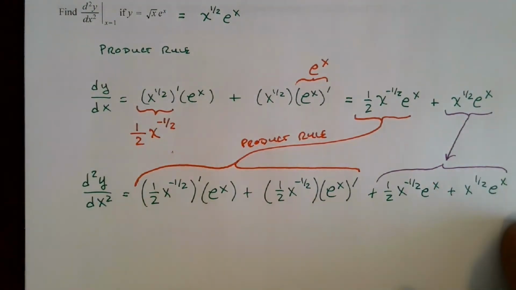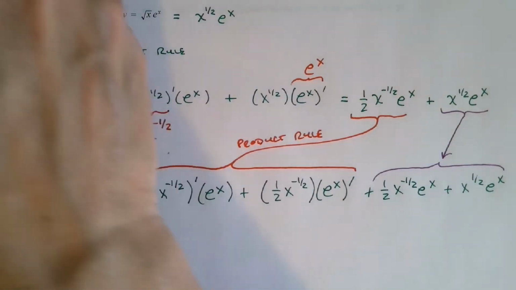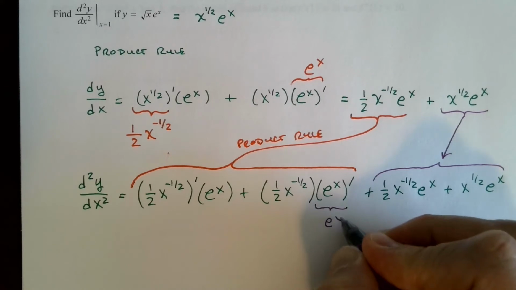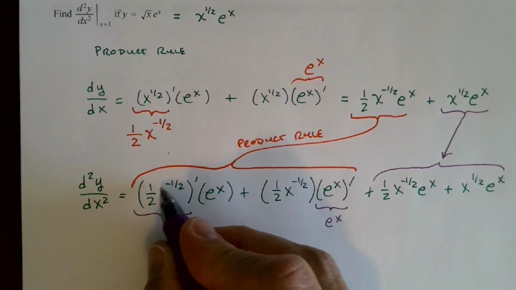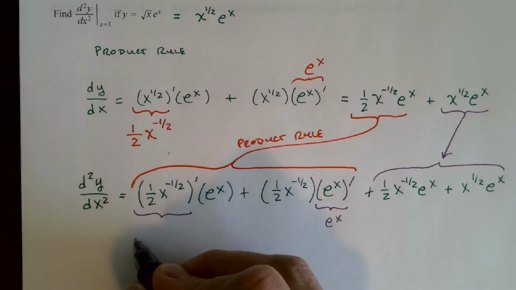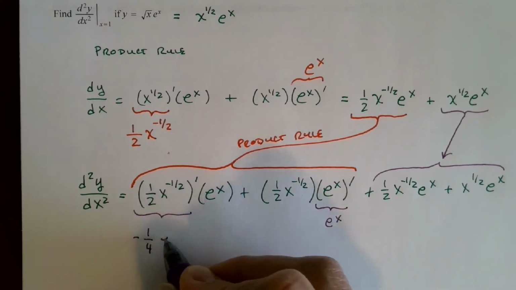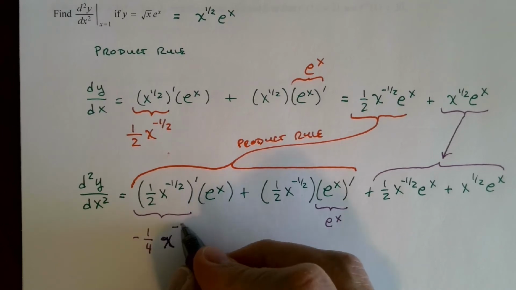So we've got a lot going on here, and we're not quite done because I need to find the derivatives of these things. So first of all, notice the derivative of e to the x, again, is just e to the x. And what's the derivative of this thing? I bring the negative 1/2 in front. Negative 1/2 times 1/2 is negative 1/4. And then I have x to what power? Subtract 1 from negative 1/2 is negative 3/2.